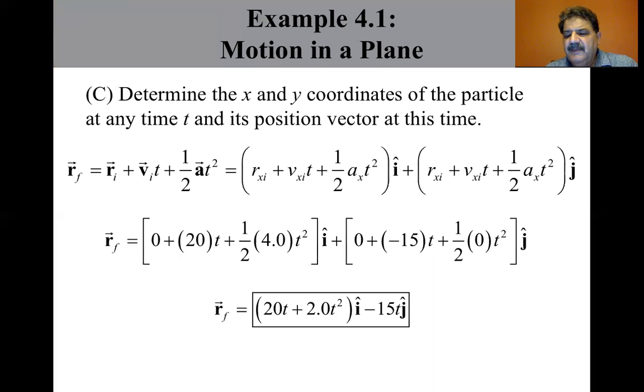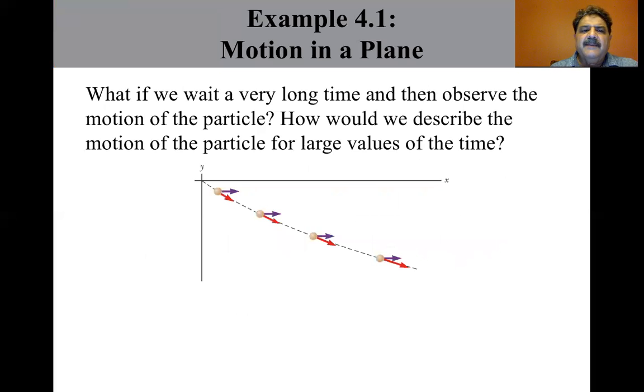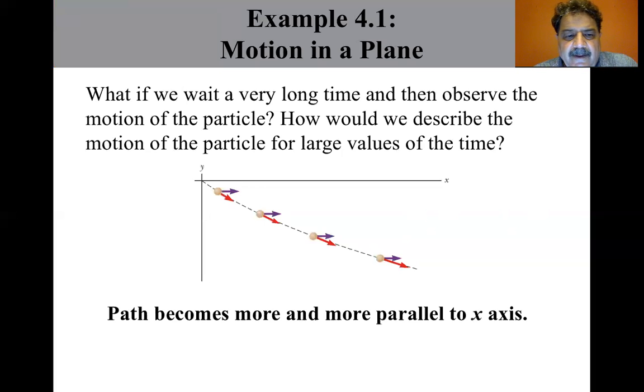Let us now consider a limiting case for very large values of t. What if we wait a very long time and then observe the motion of the particle? How would we describe the motion of the particle for large values of time? When we look at the figure, we see the path of the particle curving toward the x-axis. There's no reason to assume the tendency will change, which suggests that the path will become more and more parallel to the x-axis as time grows large.